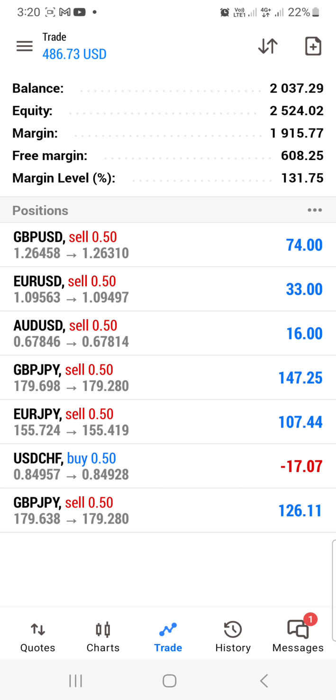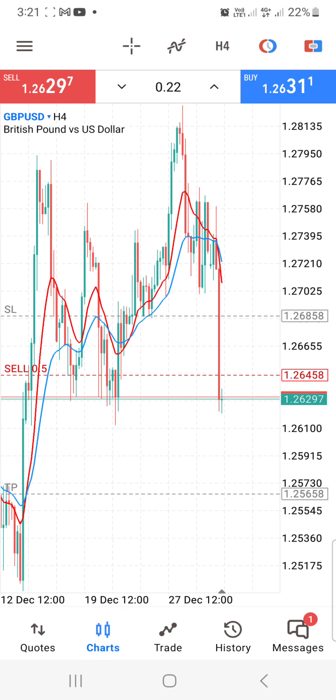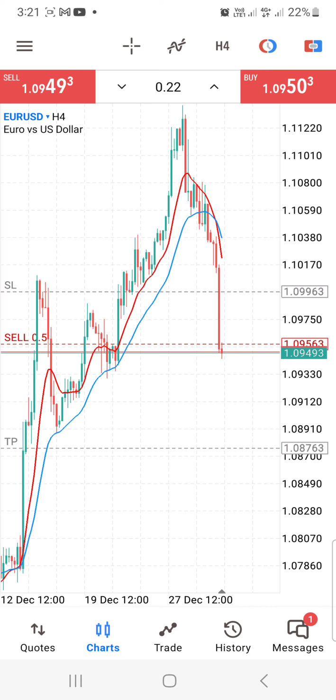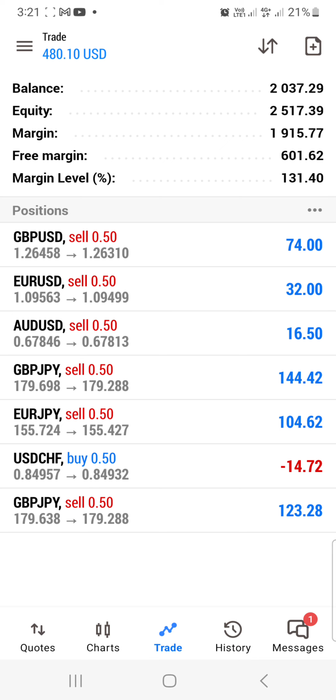So let me check for euro. This is pounds USDT. The market is really going down. Euro USDT. Yeah, we can see the chart is going down. Today is just for sell. Today we are having a sell downtrend. You can all see the trading is trading. It's looking beautiful.